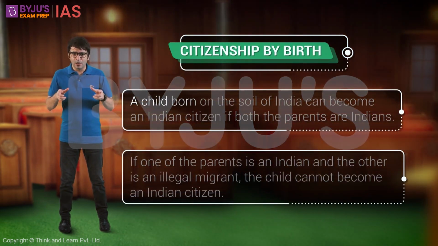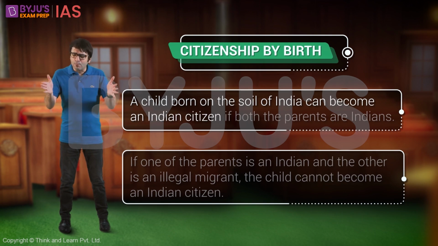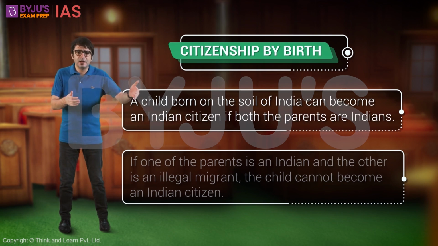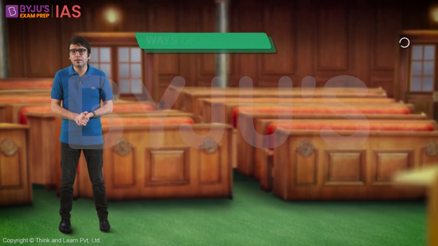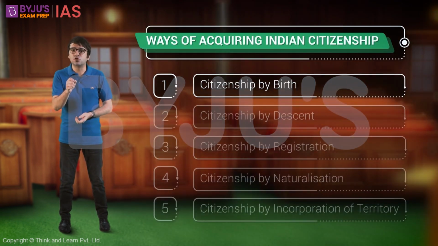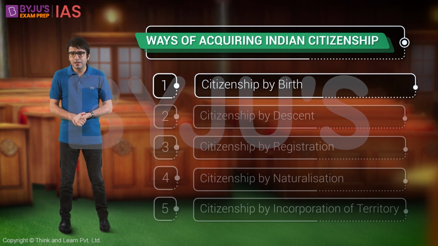A child born on the soil of India becomes an Indian citizen if both the parents are Indians, the child is an Indian. One of the parents is an Indian, the child is an Indian. One of the parents is an Indian, but the other parent is an illegal migrant, this child cannot become the citizen of India by birth. That's criteria number 1, citizenship by birth.